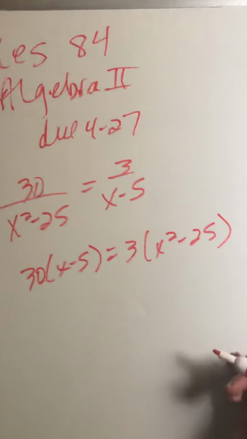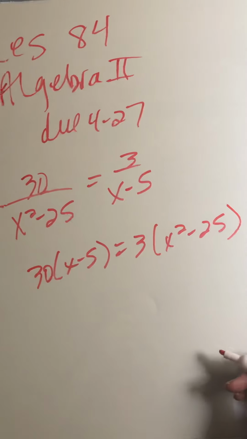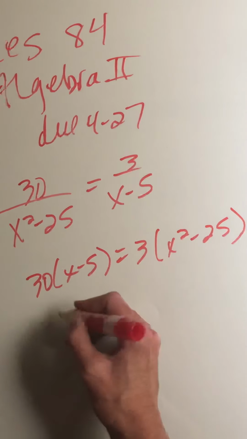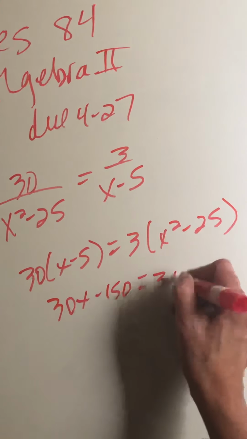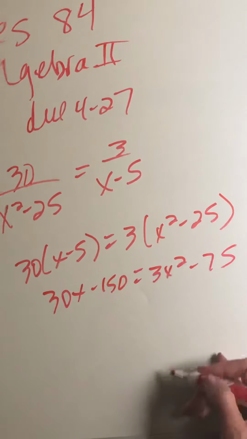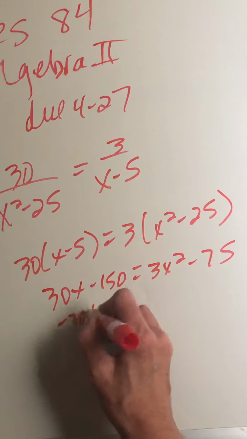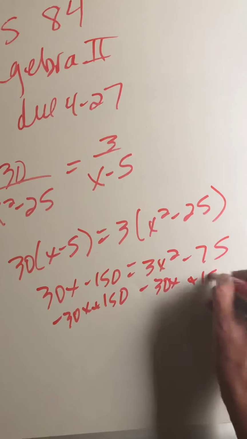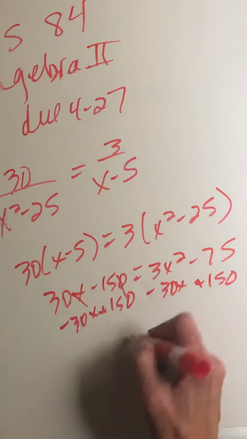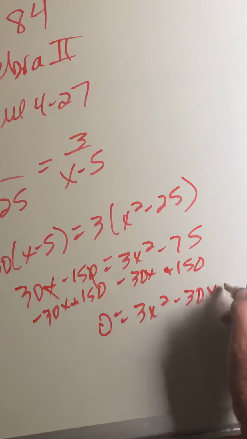So then what I would do here is, there's a couple of different things you could do. Well, let's just do it this way. 30x minus 150, because the majority of you hopefully were like, okay, I'm going to distribute now. I want to move everything to the x squared side. So I'm going to subtract 30x and add 150. That's going to give me 0 equals 3x squared minus 30x plus 75.